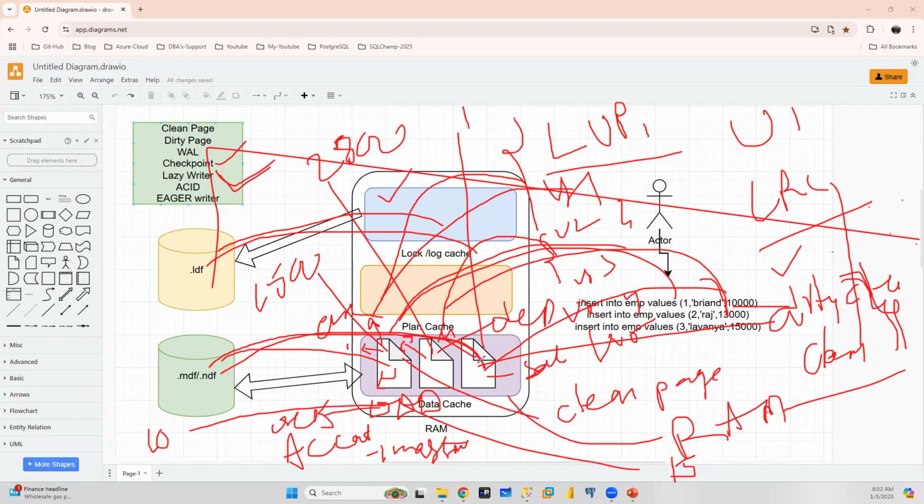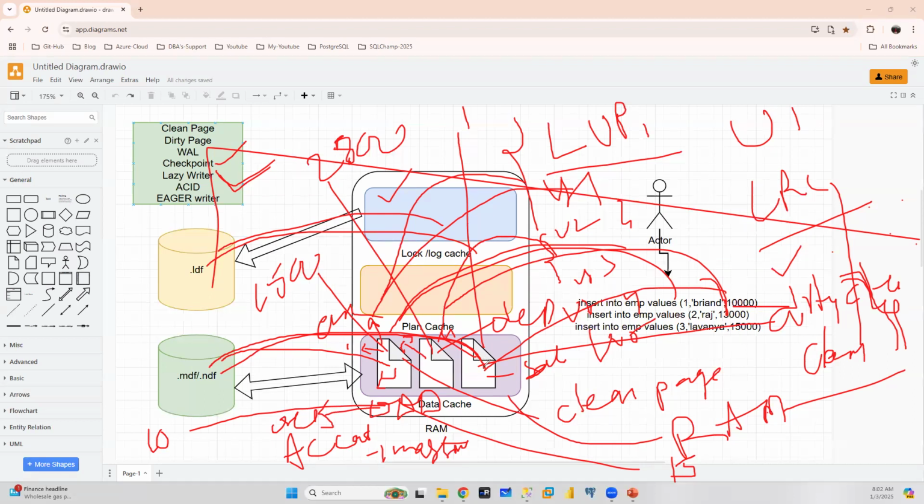Don't get confused. Lazy writer will only flush the pages. No, we are wrong, sir. Lazy writer will also move the pages to the disk, and only then does it flush the pages. Without moving the dirty pages to the MDF file, it never flushes the page from the buffer.